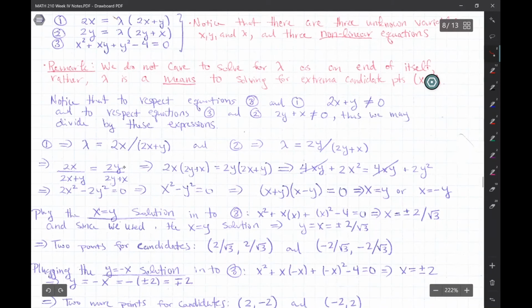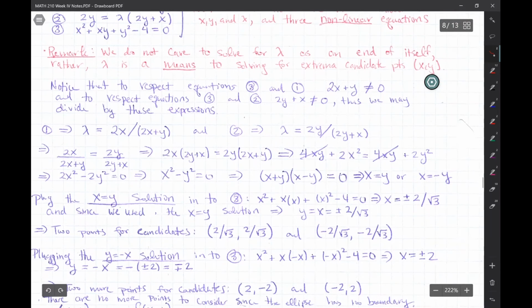Once we do get lambda, we could then just set these equations equal to each other, and we get this right here. Cross multiplying and then simplifying, we end up with that expression, this equation. We could factor x squared minus y squared into (x plus y)(x minus y). And so we get two solutions from eliminating lambda from equations 1 and 2: the x equals y solution and the x equals minus y solution.